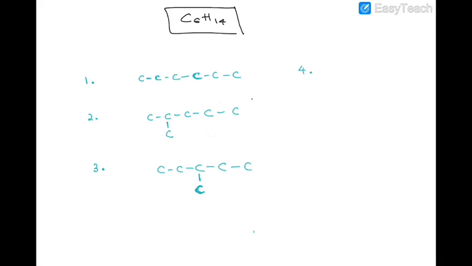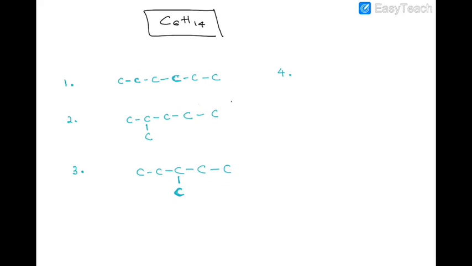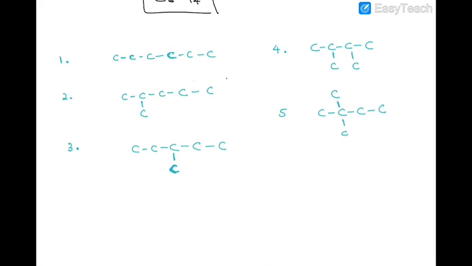Another isomer would be to have 4 carbons, and then 2 are left. One will be on this carbon, and one will be on this one. And then the last one, 4 carbons again, but the 2 carbons are on the same carbon here. And then we can fill up with the hydrogens.